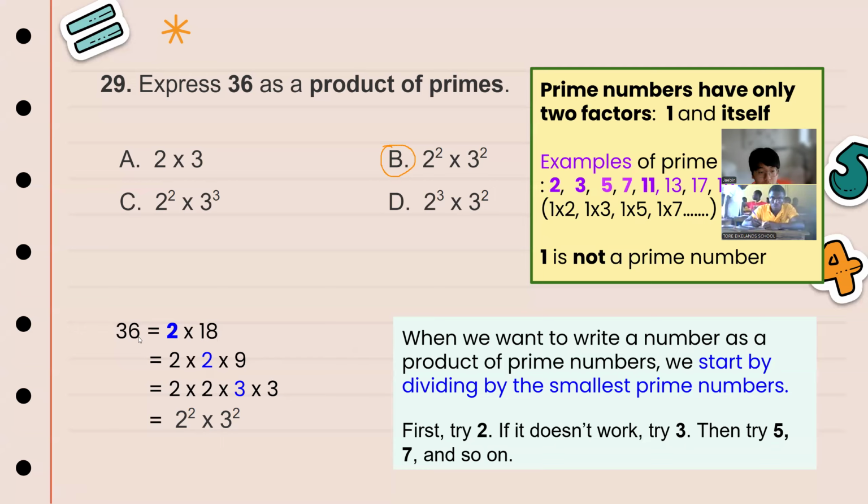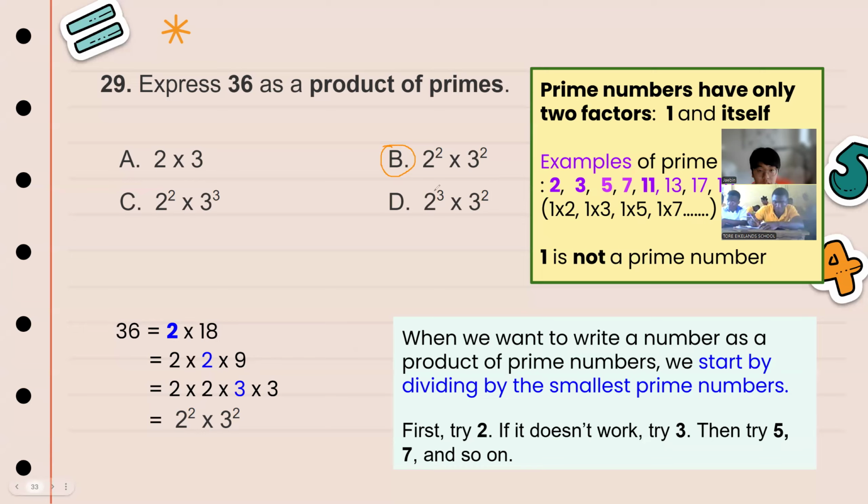So that's what we did here. 36 divided by 2 gives you 18. So 36 equals 2 times 18. We can divide 18 by 2 again, so it is 2 times 2 times 9. We can divide 9 by 3 because 2 doesn't work now. You cannot divide 9 by 2. So you divide 9 by 3 and you get 2 times 2 times 3 times 3.